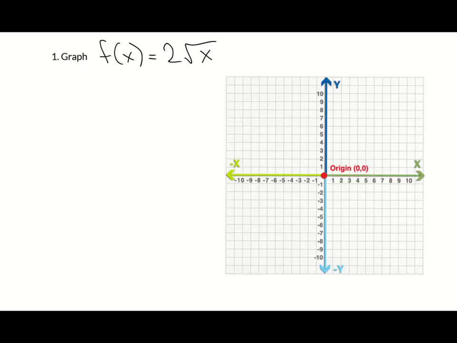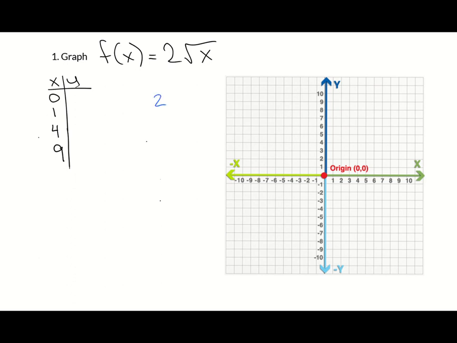So this is what you do to graph it. I'm going to plug in numbers for x to find y. It says graph f of x equals 2 times the square root of x. Notice I said times the square root of x. So I'm going to put numbers in for x to find y. I'm going to want to make this as easy as possible. X is under the radical, right? So I want perfect squares to be able to put under there.